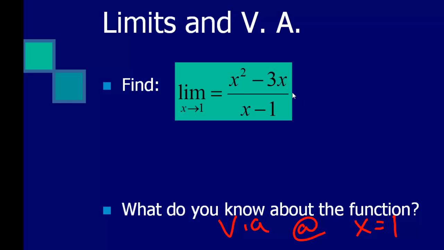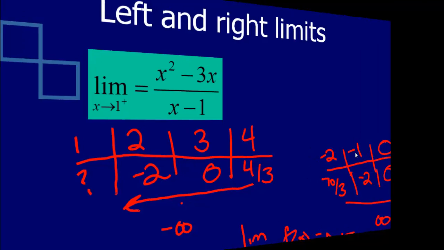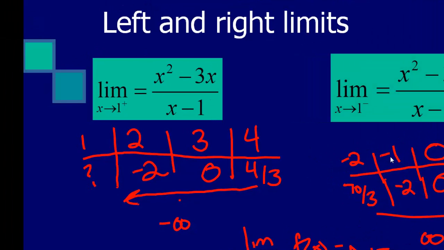It's a vertical asymptote because this does not make the numerator equal to 0. So we know we have a vertical asymptote at x equals 1. We've got to find the limit. Either graph or make a table, so we're going to look at it numerically or graphically and see what happens as we approach from both the left and the right-hand sides.